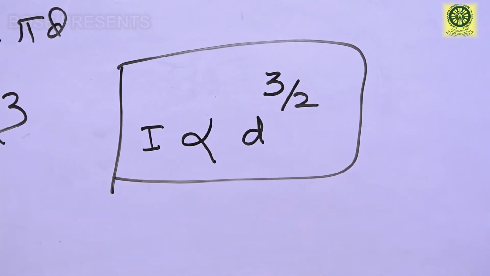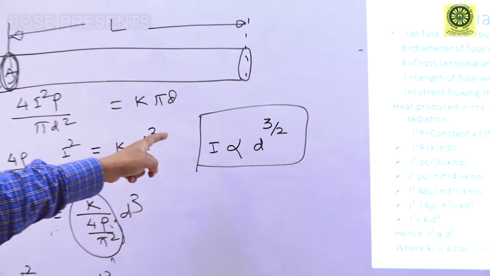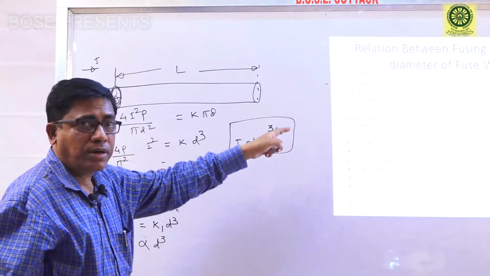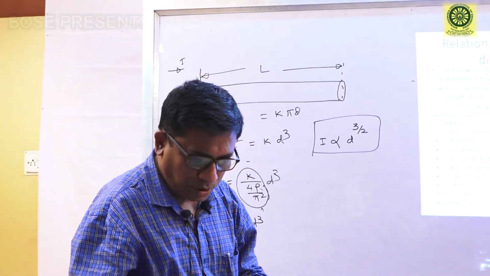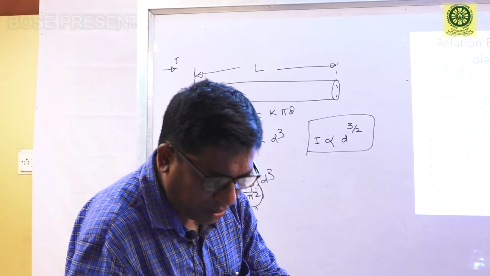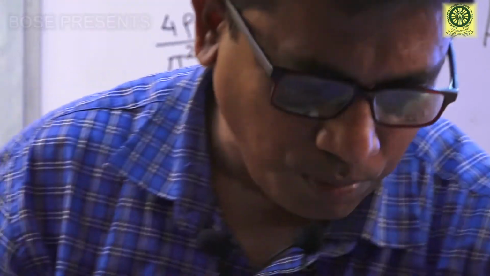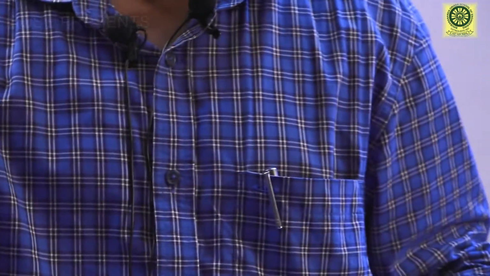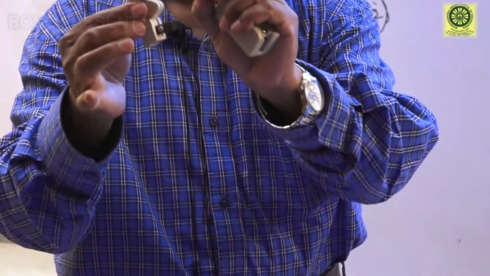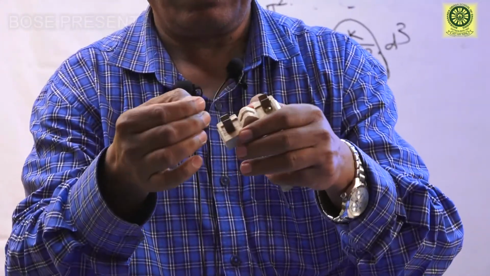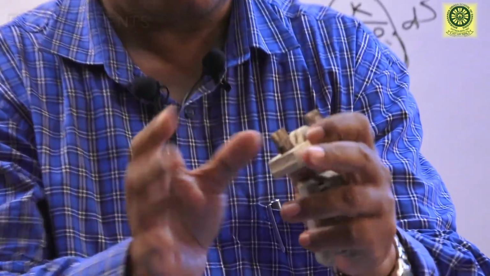So what is the current flowing? Now the current flowing in the fuse is directly proportional to d to the power 3/2. So actually what is happening? Now this is your KitKat type of fuse, and this is your base, and this is your top. So what is happening? Now this depends on the diameter and the length of the fuse wire.